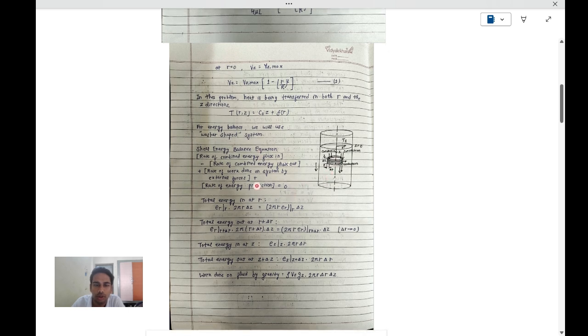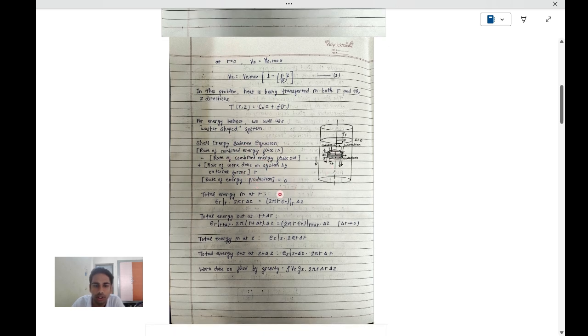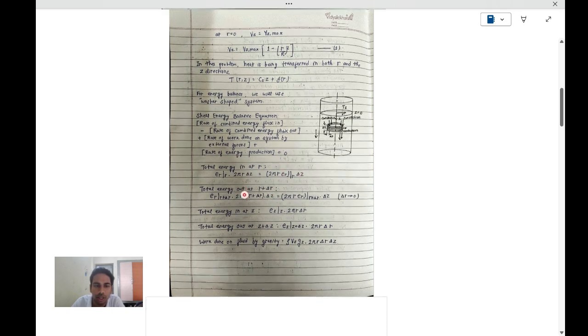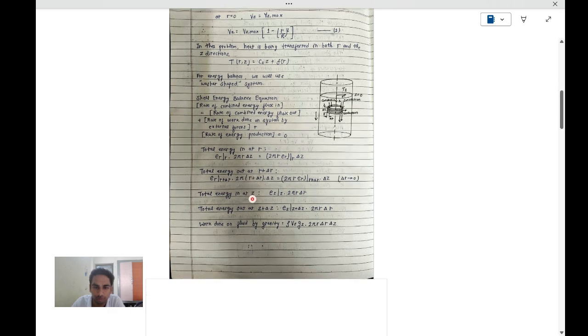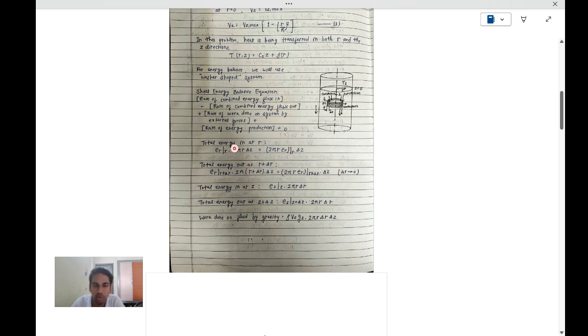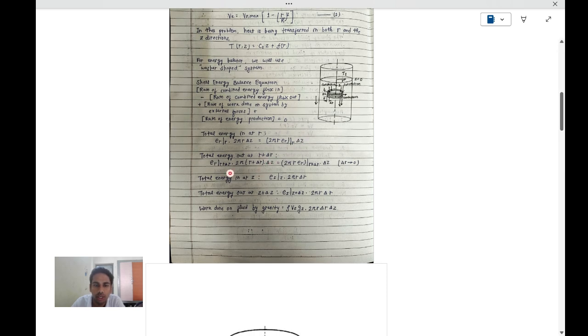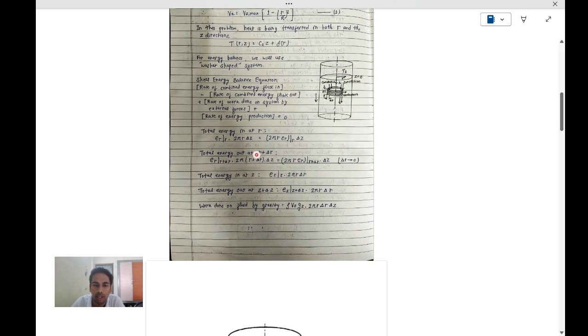The shell energy balance equation is given by the rate of combined energy flux in, minus the rate of combined energy flux out, plus the rate of work done on the system by external forces, plus the rate of energy production. This all should be equal to 0. Now, the total energy in at r is given as er at r into 2 pi r into delta z, which is the inner surface area of this differential shell, and the total energy out at r plus delta r is er at r plus delta r into 2 pi (r plus delta r) into delta z, which is the outer surface area of this differential shell.